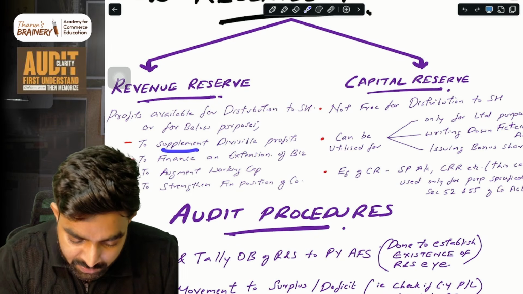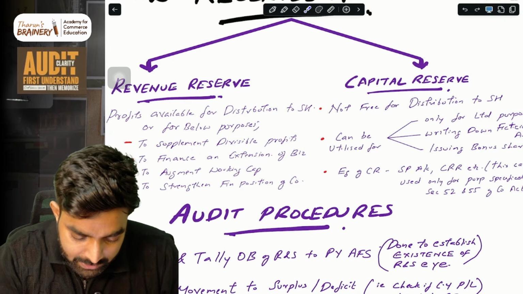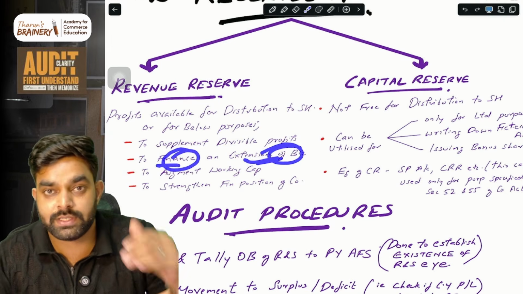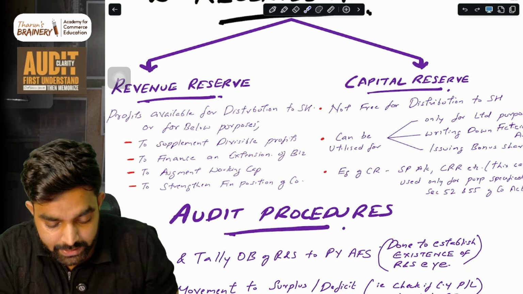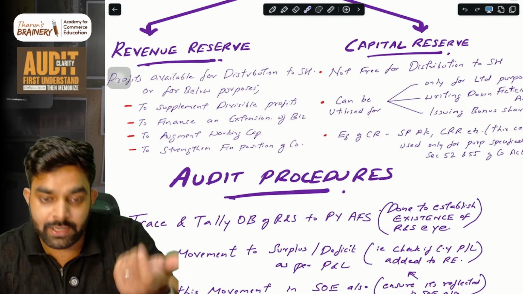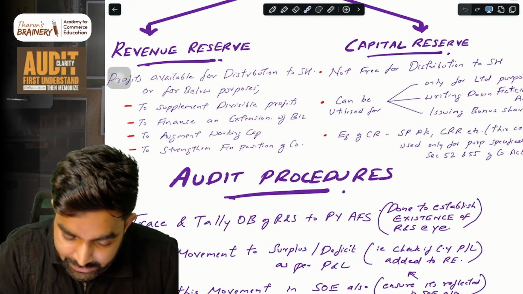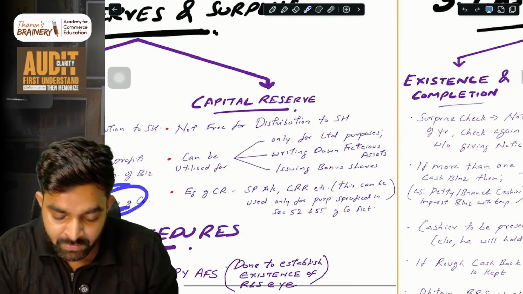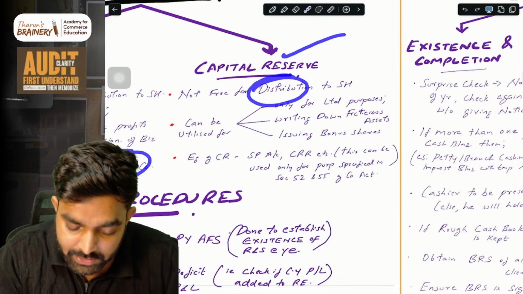What are the purposes? To supplement the divisible profits, then to finance an extension of business. If the company wants to expand, they can use this money for that. Then for augmenting the working capital, that is for working capital needs, and they can use it to strengthen the financial position of the company. Then capital reserve: it is not free for distribution to shareholders.